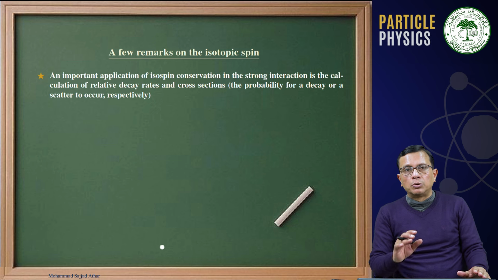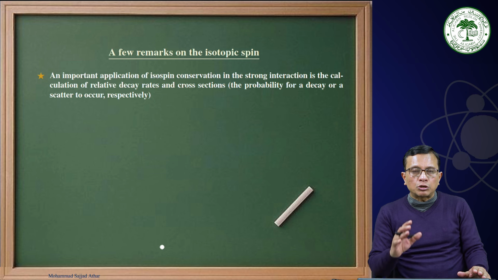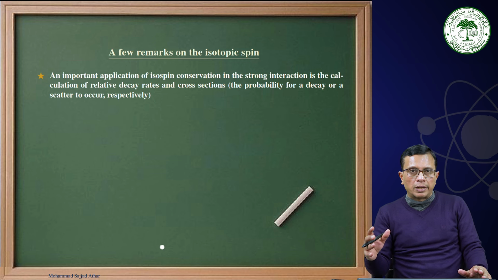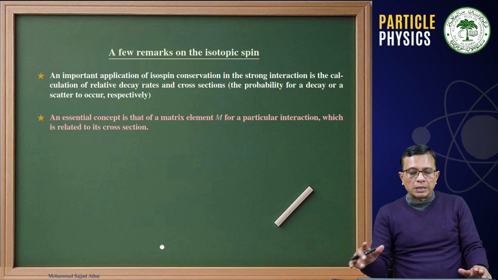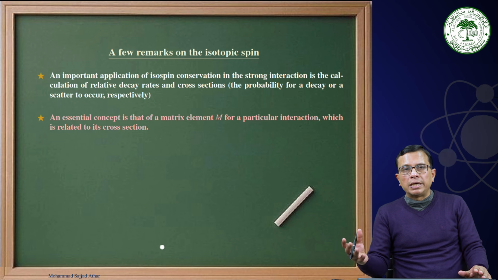Now let us go back to the discussion on isotopic spin, which, as I had told you, was introduced while looking at the proton and neutron. When the masses and binding energies of some nuclei, which differed only in one proton and one neutron, were observed, an essential concept when we talk about isospin is that the matrix element for a particular interaction is related to the cross section. If you recall Fermi's golden rule, then the decay rate is proportional to the matrix element squared. The cross section is also proportional to the matrix element squared.